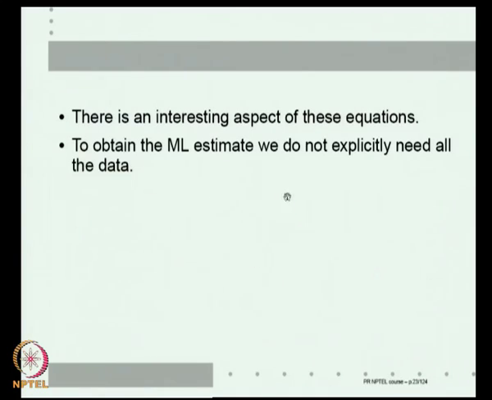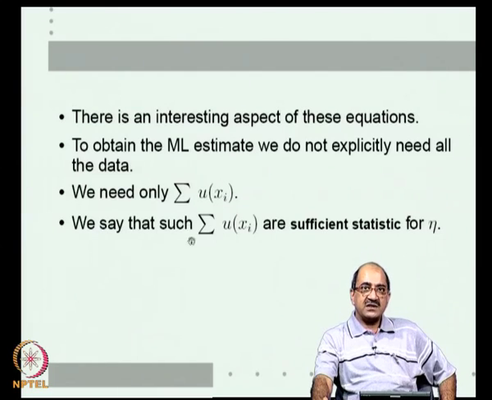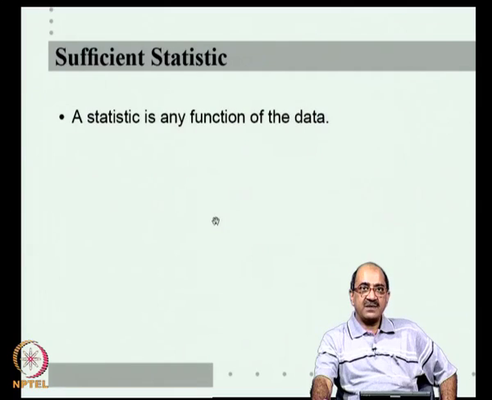Right? To obtain ML estimates, we do not explicitly need all the data. We only need summation u x i. Such u x i are called sufficient statistics for eta. We will currently precisely define this, but what it means is that to obtain ML estimates, at least for the exponential family, I do not need individual data explicitly, but I only need certain functions of the data. Such functions are called statistics, and in this particular case, because they are sufficient for estimating eta, they are called sufficient statistics. We will currently define it formally.